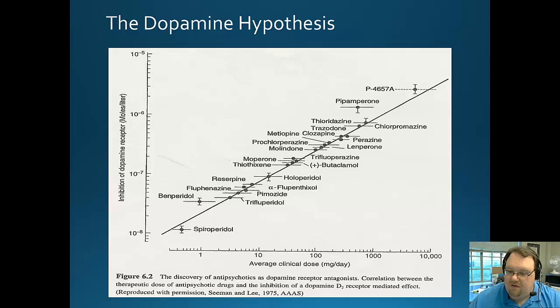So here, what we're looking at is how much it's inhibiting the dopamine receptor and the clinical dose. And what we see is that there's a very strong correlation between the therapeutic dose and the inhibition of the D2 receptor. So with this, it looks like you just need enough of the dose to block enough of the D2 receptor. So again, this is pretty good evidence that perhaps it has something to do with that dopamine D2 receptor, and blocking that may be what's leading to these beneficial treatment outcomes.